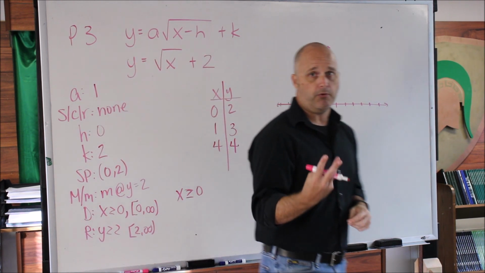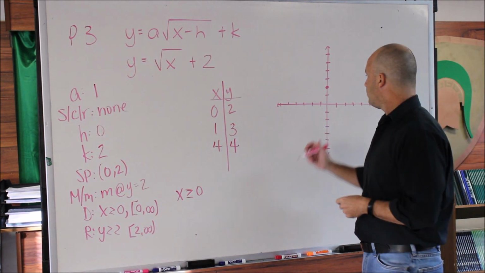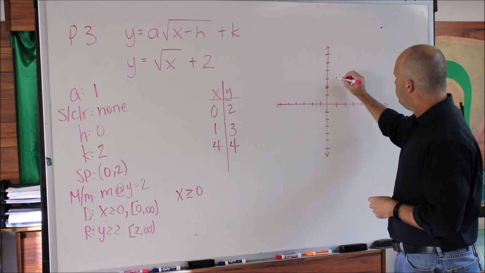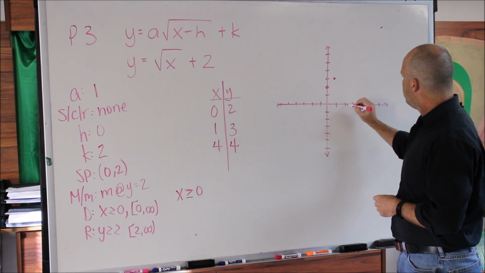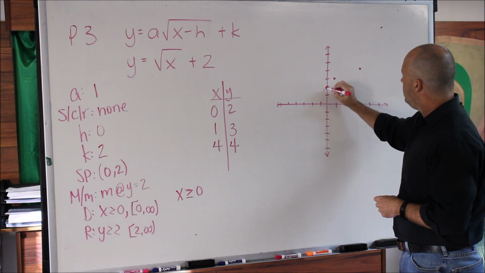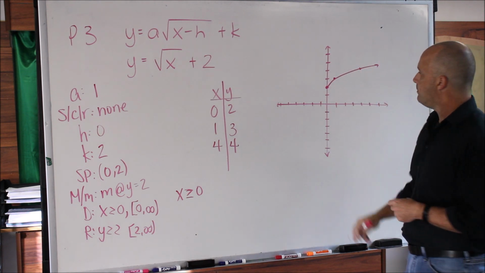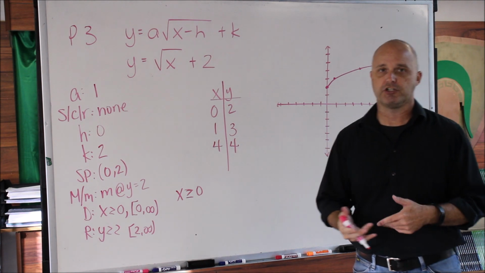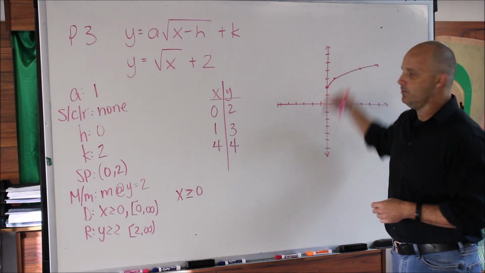So now I've got 3 points. That's really all I need in order to be able to graph this. So I've got (1, 3), and I've got (4, 4). And you can see that I've got the same basic shape that I had with the parent function. It's just been moved up 2 units.